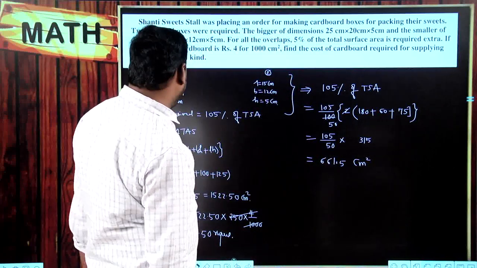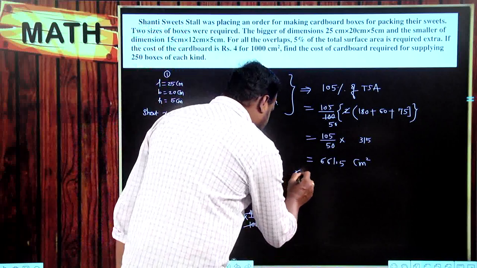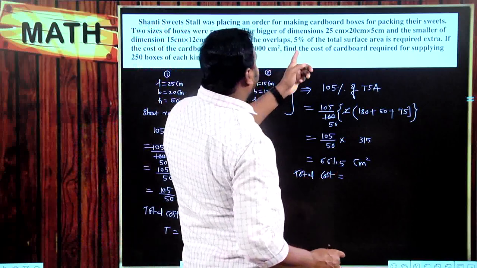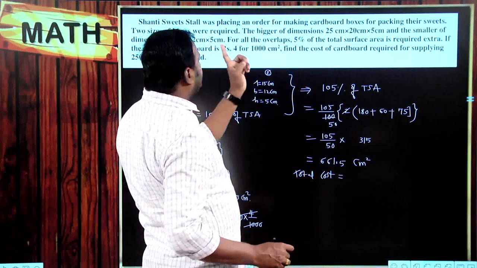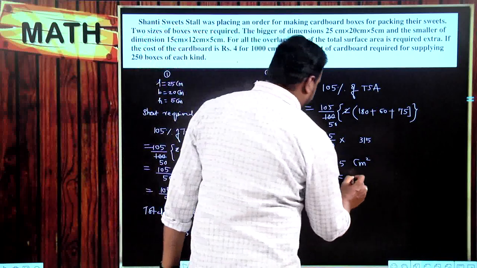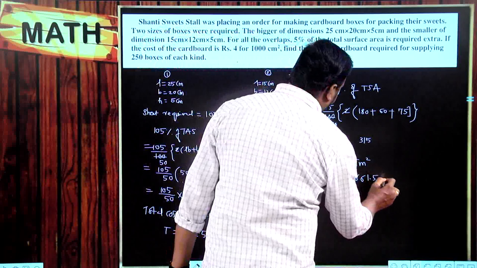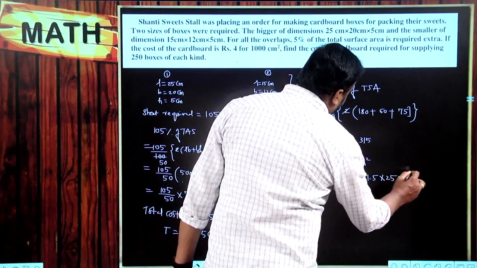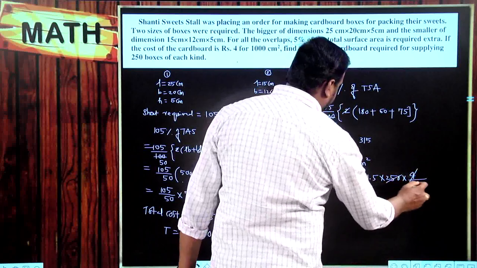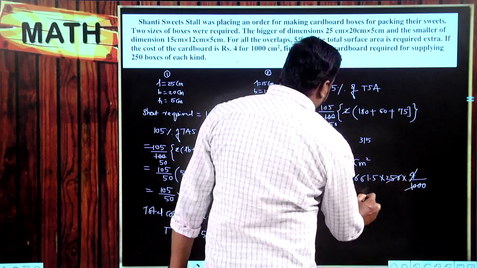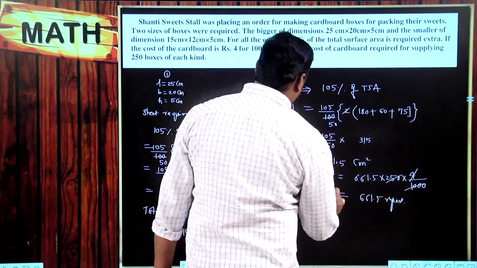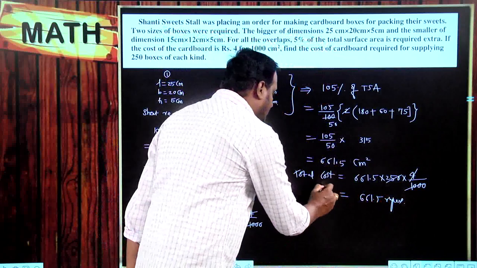See here again we need to find the total cost. Total cost is going to be again 250 boxes, 4 rupees per each box at the rate of 1000 centimeter square. So, 661.5 into 250 boxes and 4 rupees per each 1000 centimeter square. Again 250 fours are 1000, 1000 gets cancelled. We get 661.5 rupees. Okay. So, this is the total cost of the second kind of boxes.